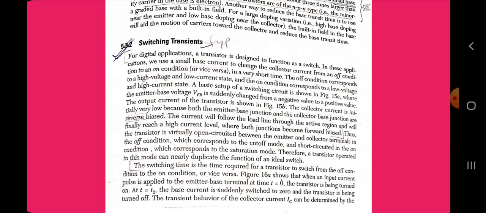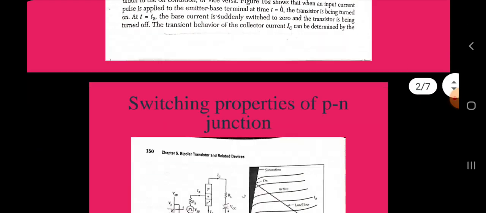A basic setup of switching device is shown in this figure over here, where the emitter base voltage EBV is suddenly changed from a negative value to a positive value. The output current of the transistor is shown in this figure. The collector current is initially very low because the emitter base junction and the collector base junction are reverse biased. The current will follow the load line through the active region and will finally reach the high current level where both junctions become forward biased.